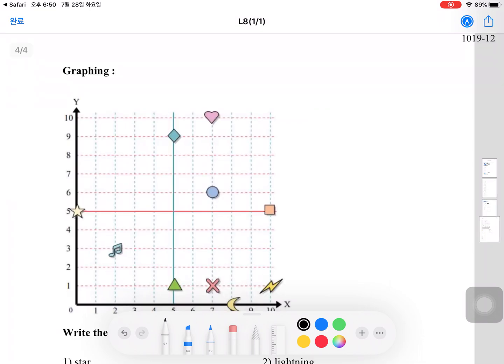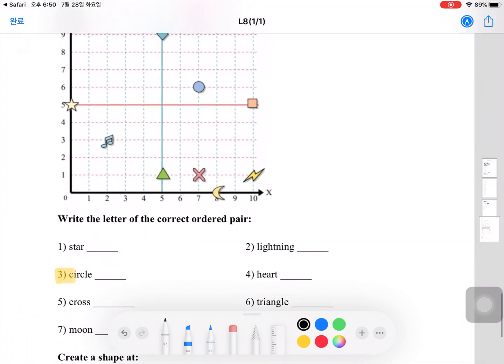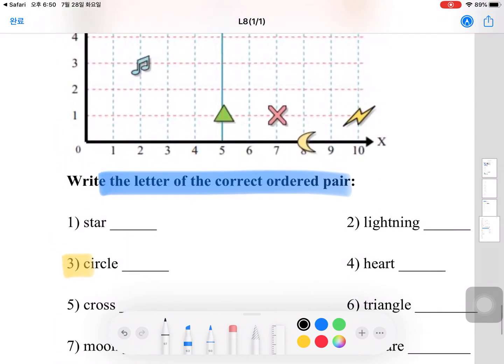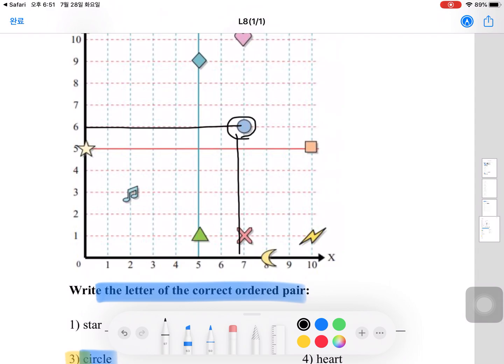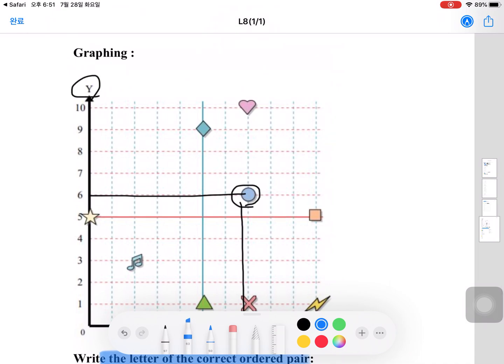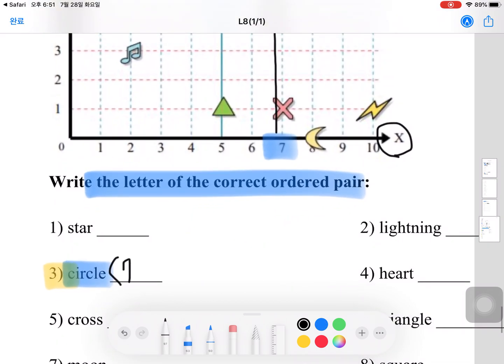Now let's go on to the last section, which is graphing. So let's go into the first one, which is write the letter of the correct ordered pair. What this question wants us to do is write the coordinate of the shape given. Let's try number 3. On number 3, we can see that it is asking for the coordinates of the circle. So on the graph above, we want to locate where the circle is and find out the coordinates for that. We can see that on the x-axis, it is a 7, and on the y-axis, it is a 6. So, on the line, our answer would be 7, 6.